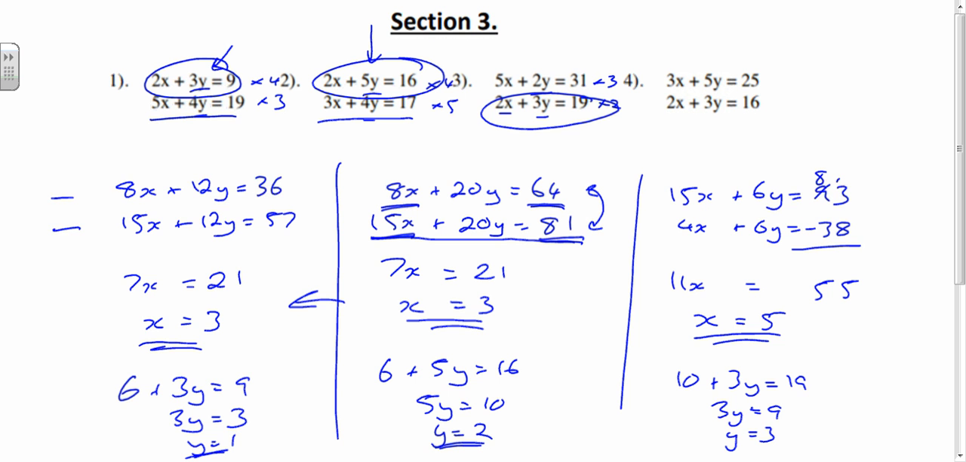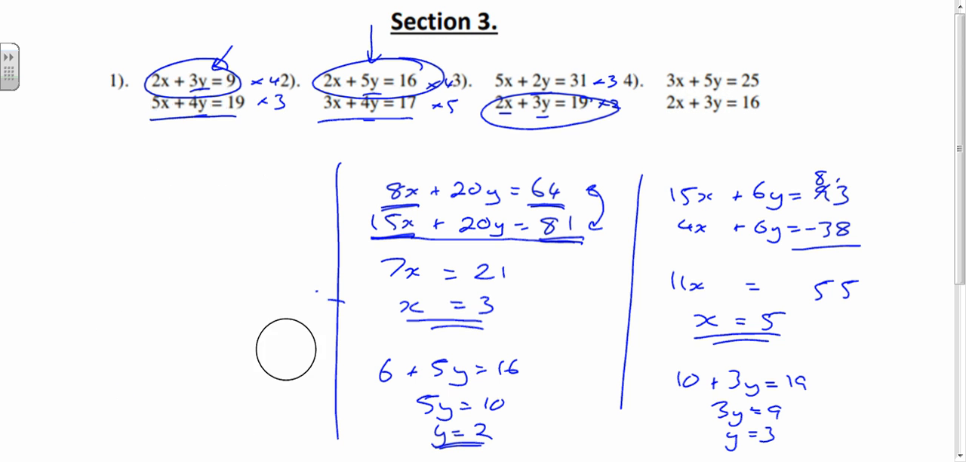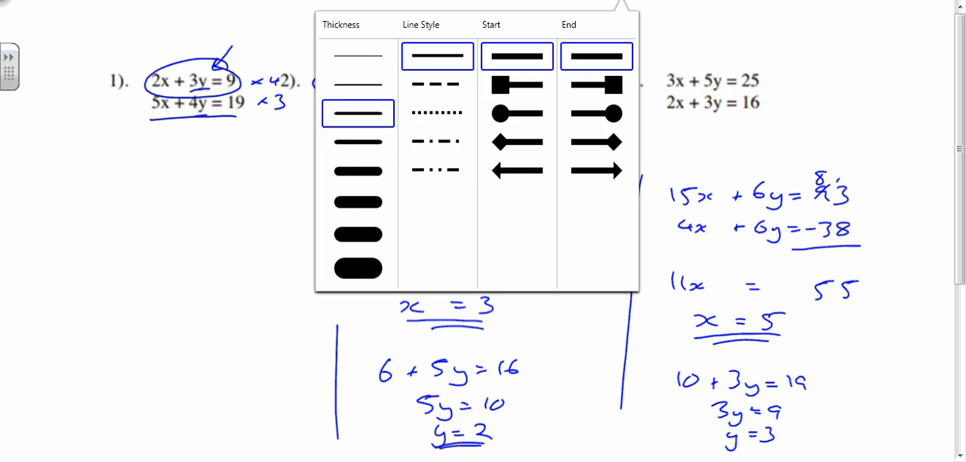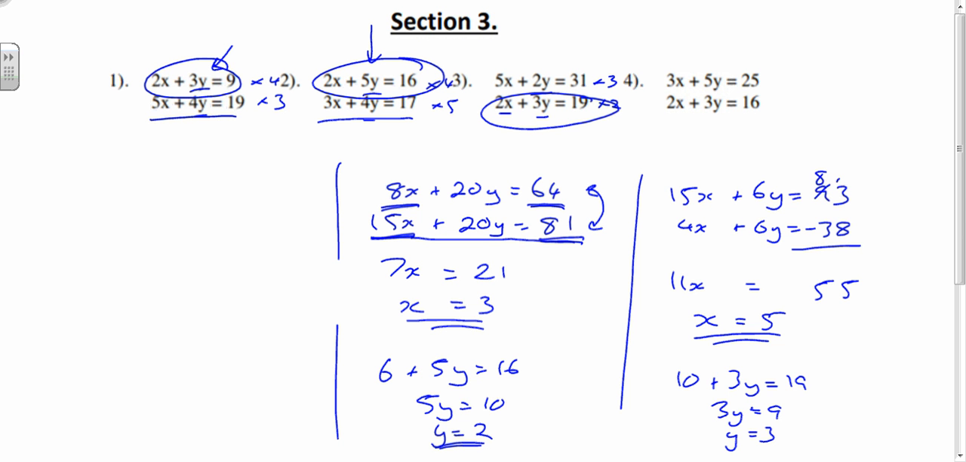And then finally, our last question, question 4. Give myself some room over here to do it. So I can see that they both go into 15. If you're not sure what they go into, just times the first one by this number in front of y, times the second one by this number in front of y. So if I'm going to times this one by 3, it's going to be 9x plus 15y equals 75. Times the bottom one by 5, and that's going to be 10x plus 15y equals 160.